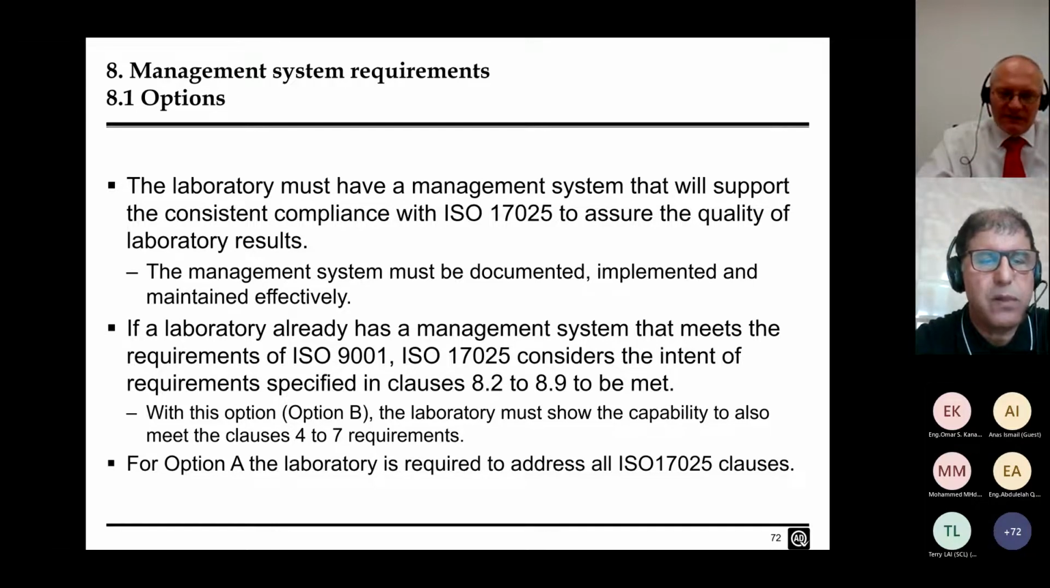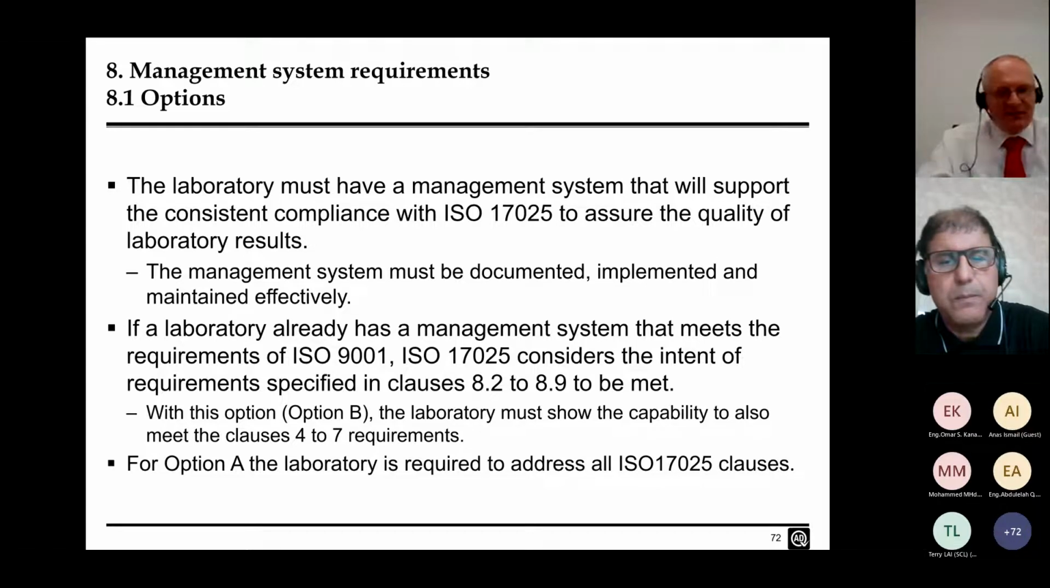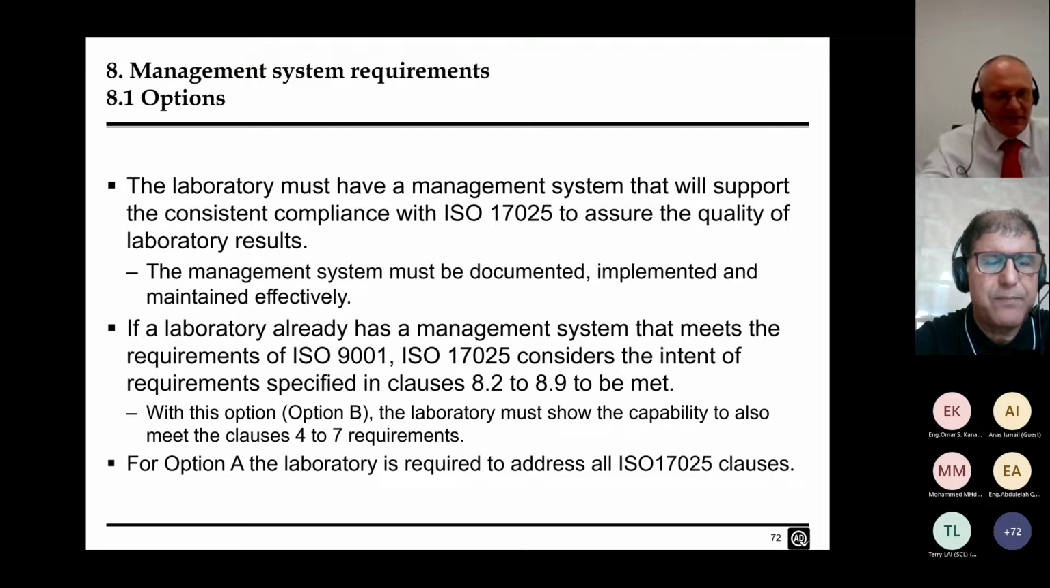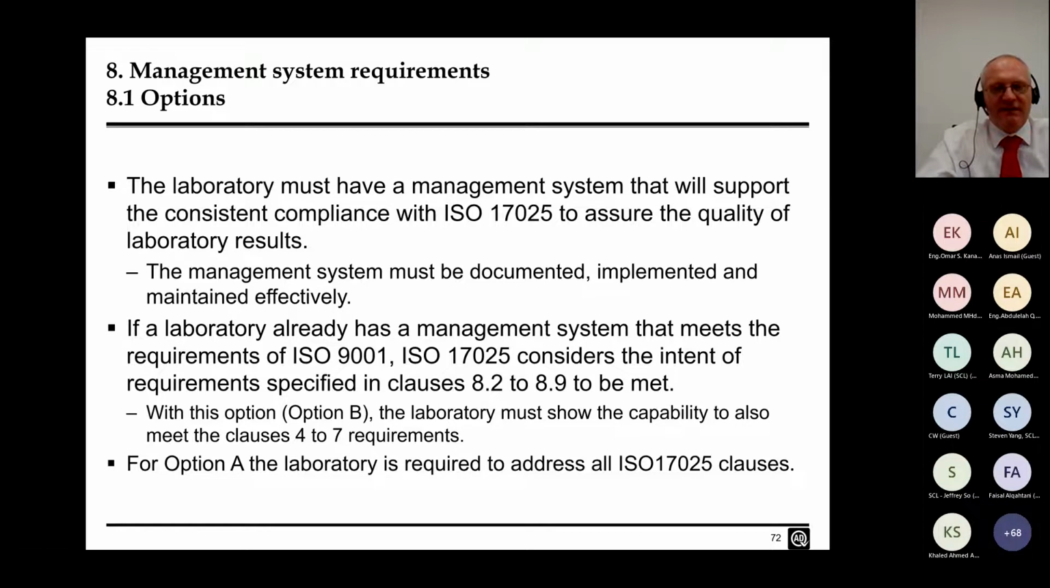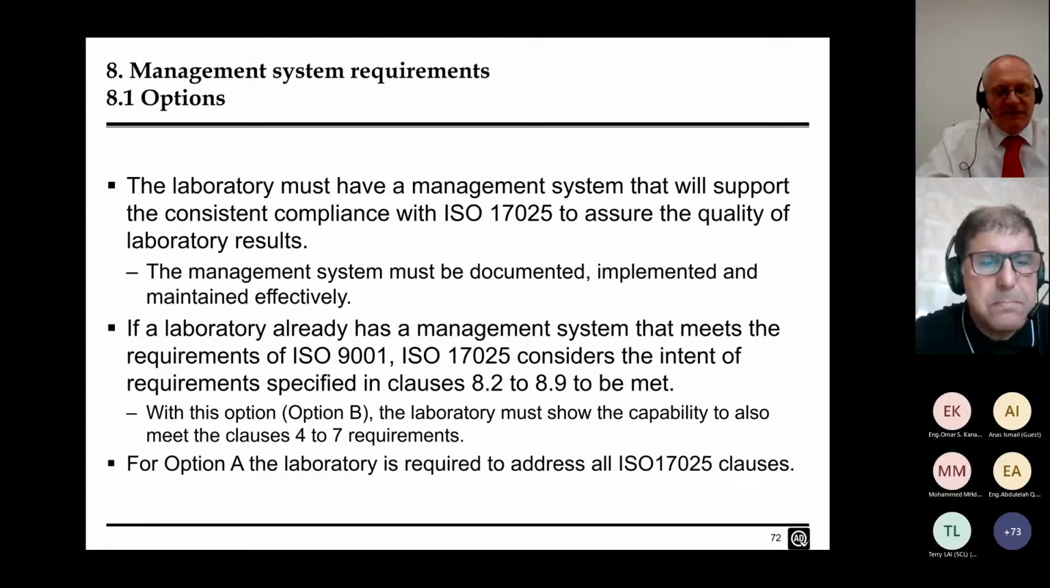So if you have certification to ISO 9001, then ISO 17025 considers that the requirements specified in 8.2 to 8.9, which we will talk about, have been met. You don't have to do anything else in theory. And this is option B. Option B is you rely on your ISO 9001 certification, and you don't have to have a specific management system that addresses 17025. Option A is that you have a specific management system addressing 17025 within the laboratory.